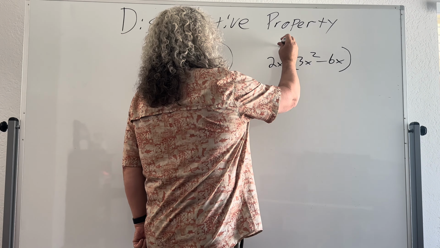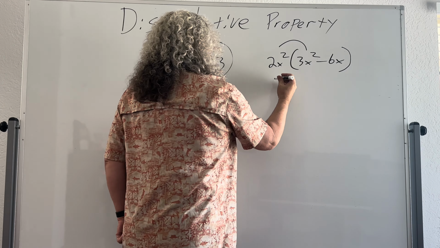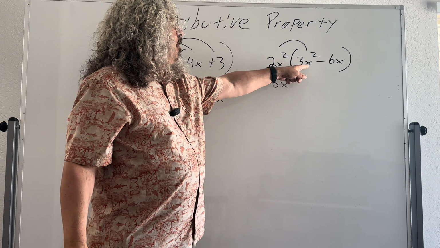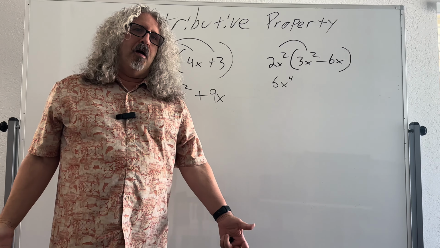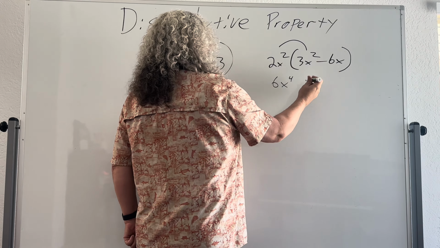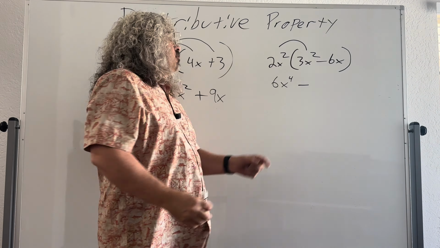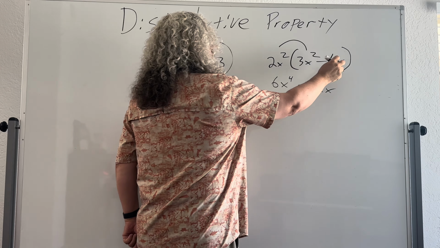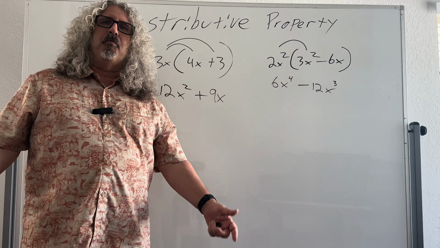So I'm going to go 2x squared times 3x squared. 2 times 3 is 6. How many x's do I have? I have 2 here, I have 2 here, I have x to the 4th. When you multiply variables, you add their exponents, okay? Now I have a minus sign in here, so I'm going to go with the minus sign right there. The big numbers, 2 times 6 is 12, and the x is 1, 2, 3, x to the 3rd. And that's essentially all the distributive property is.